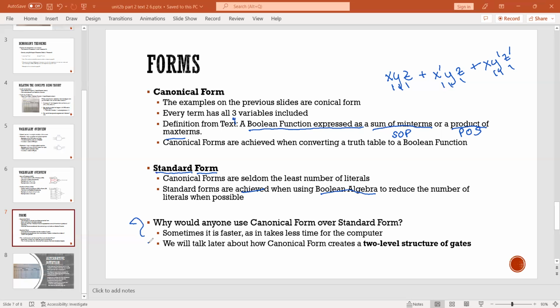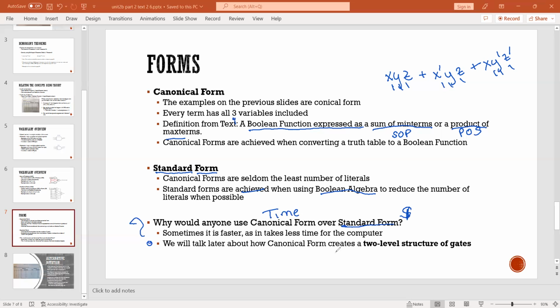So you may be asking yourself, why would anyone ever want to use canonical form over standard form? And the reason is, or at least one of the reasons is because sometimes it's faster, meaning that it takes less time for the computer. And if you remember standard form, when we were minimizing things, that was so you're using less gates. So this is a money issue, right? It's less gates, where this is a time issue. It could be that you want it to run faster.